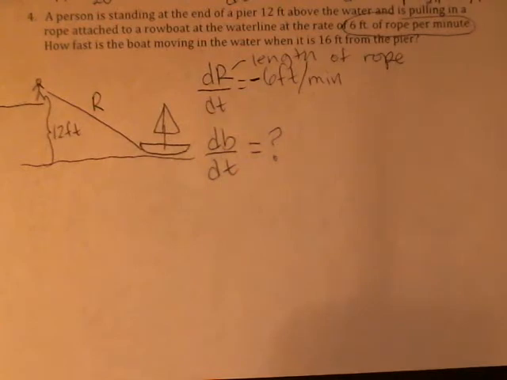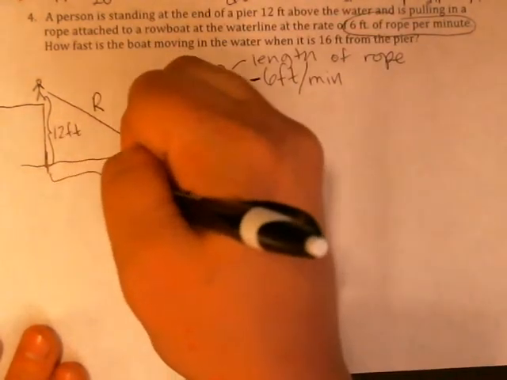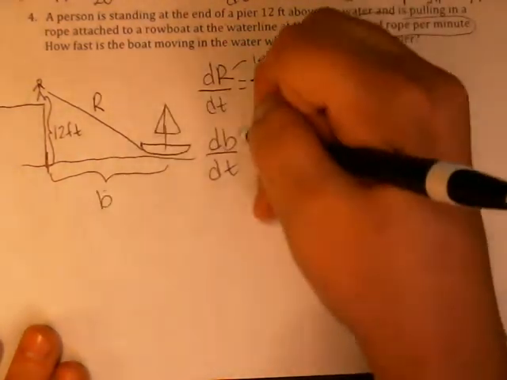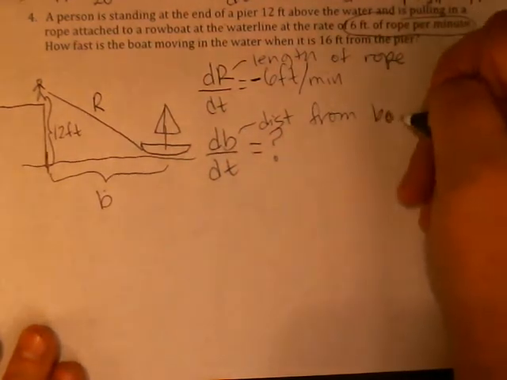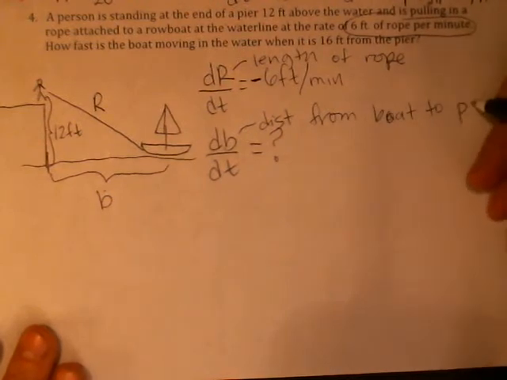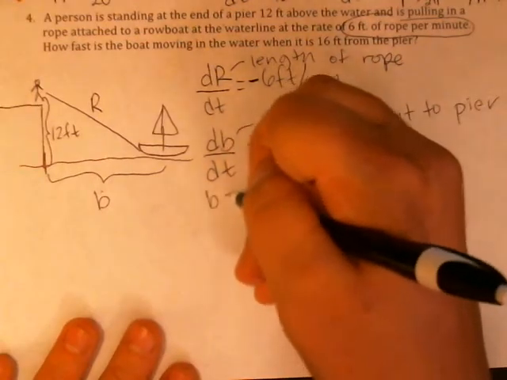If you ever want to look at how fast something is going, you need to measure the rate of change of its distance from some fixed point. So basically we need to pick some fixed point in this problem, something that's not moving, and measure how far away the boat is. My pick here would be the pier. Horizontal distance to the pier we'll call B. So this is the distance from boat to pier. I guess we didn't need to write it because we've labeled it in the picture. So we're looking for that when the boat is 16 feet away, so when B is 16.